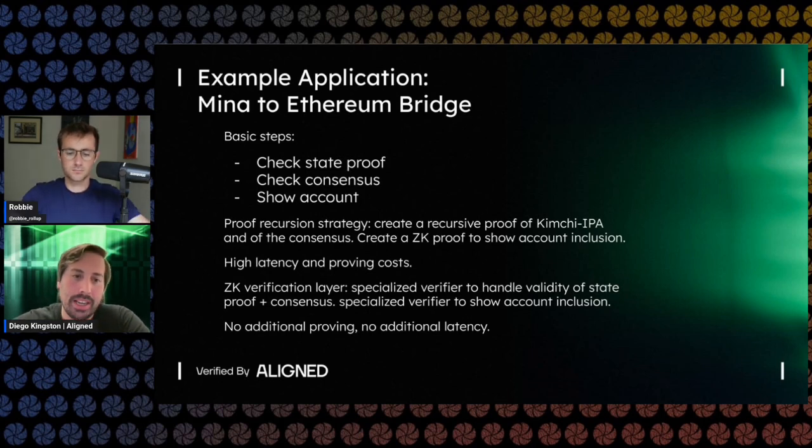So this can be pretty complicated, and if you want to do it in Ethereum, it's also expensive. So what we found out is that instead, what we can build is a specialized verifier that checks the state proof and the consensus simultaneously. Okay, and the proof is valid if and only if the proof is valid and the consensus is valid.